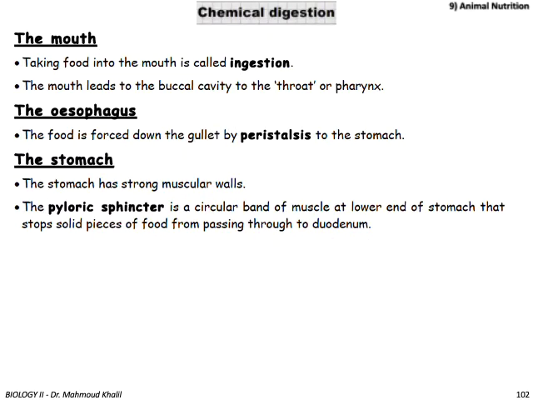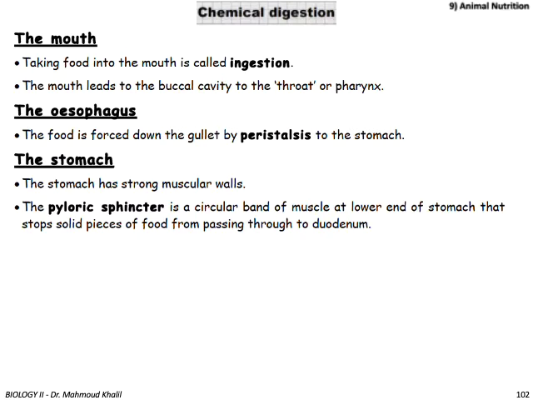Now we will talk about chemical digestion. It starts with the mouth, where food is ingested. In the mouth, as I've been told before, there is only chemical digestion of cooked starch by the enzyme amylase. The mouth leads through the buccal cavity to the throat or pharynx.